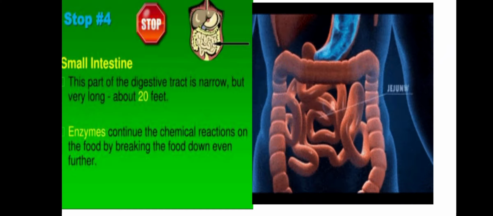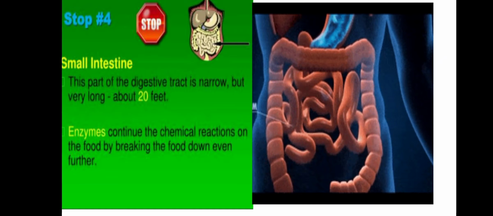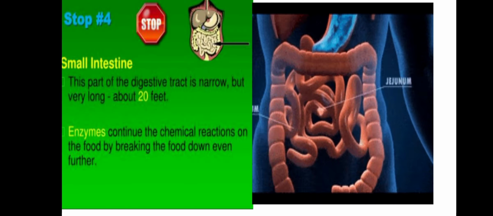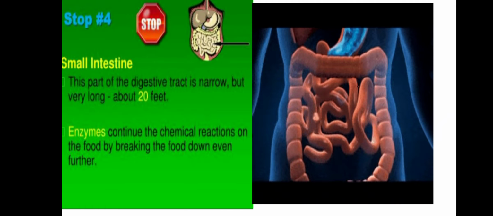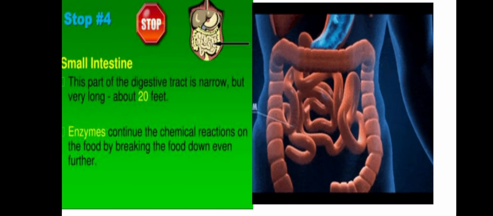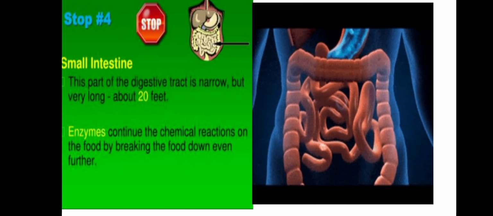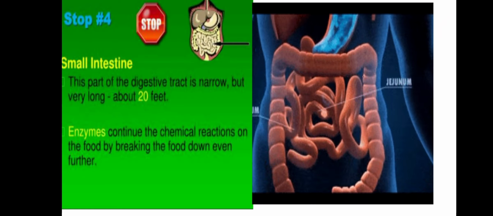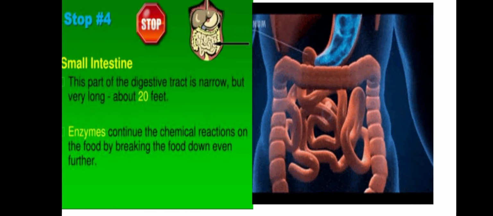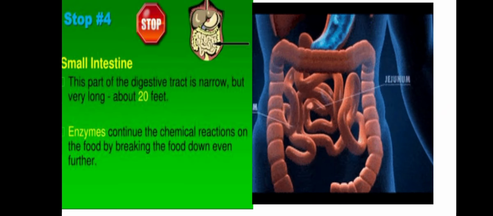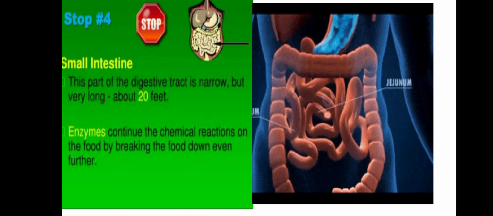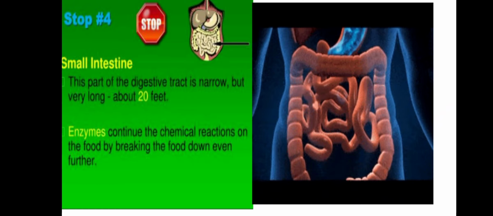This part of the digestive tract is narrow but very long, about 20 feet. Means it is very long. So most of the food gets digested in the small intestine. In the small intestine, the enzymes that are present continue the chemical reaction on the food, breaking the food down even further into the simplest product. So in the small intestine, most of the food gets digested.